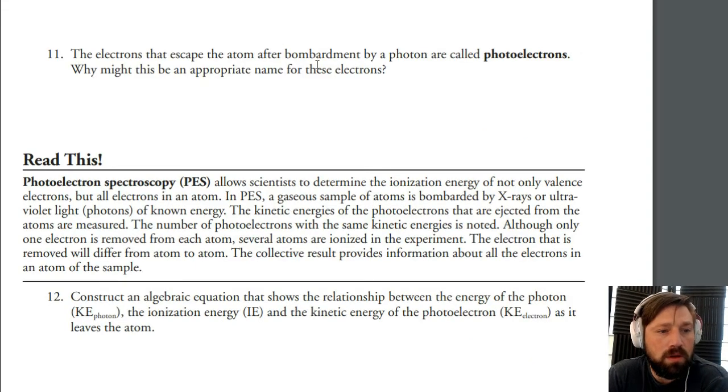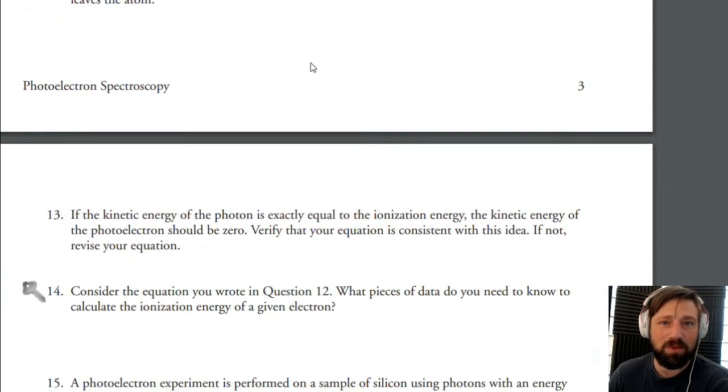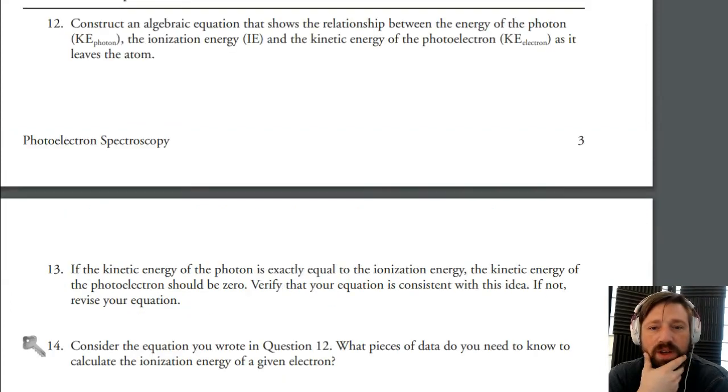So number 11. The electrons that escape the atom after bombardment are called photoelectrons. Why is this an appropriate name? Because chemists are bad at naming things. Because we try to keep things very, very simple. These are electrons that have been removed using photons. So they're photoelectrons. Chemists are not clever at naming things. Remember electron repulsion? An electron and an electron repel each other. It's called electron repulsion.